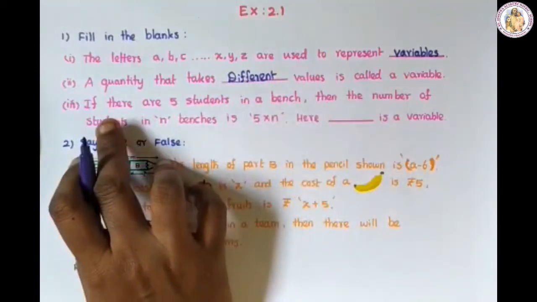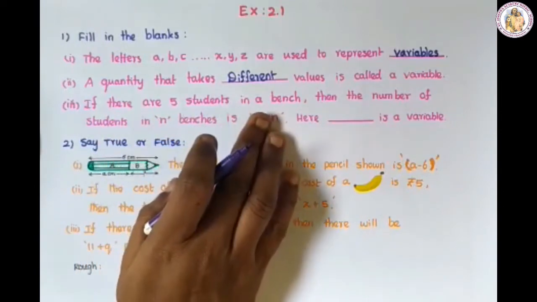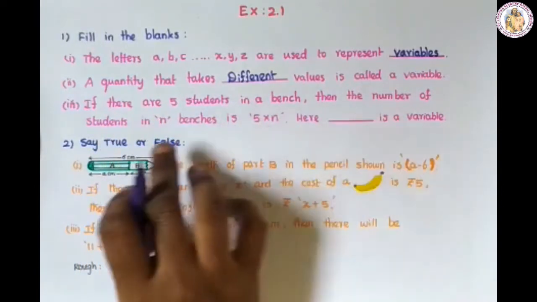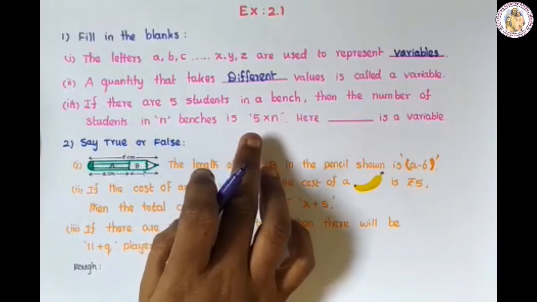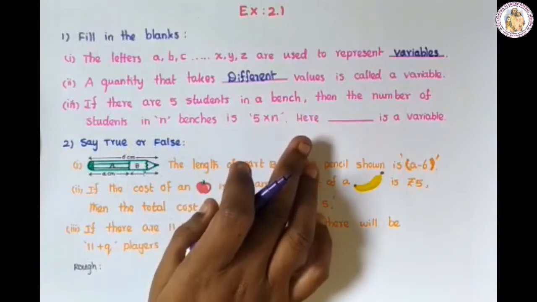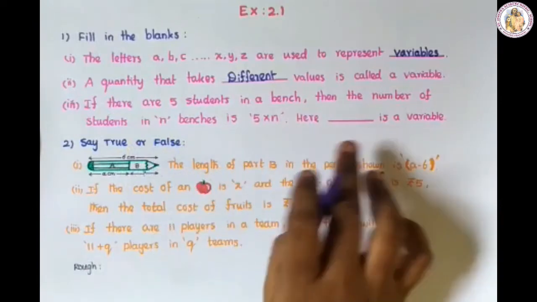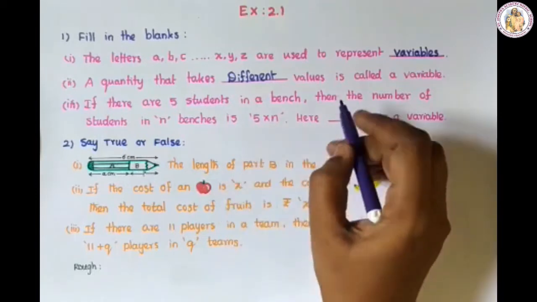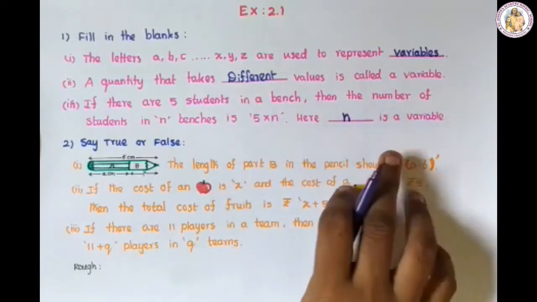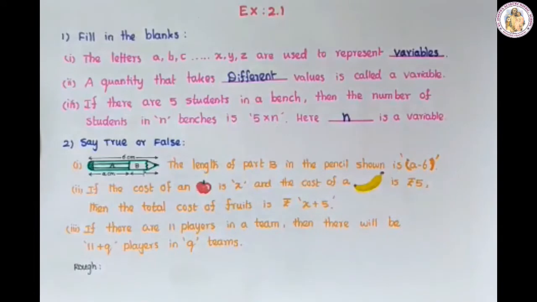And third one, if there are 5 students in a bench, then the number of students in n benches is 5 into n. Here, which one is the variable? That is n. So n is a variable. Next one.